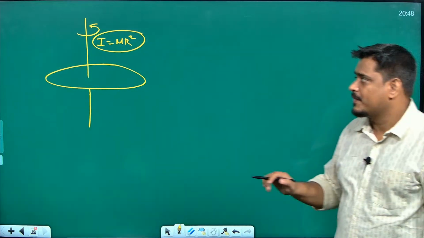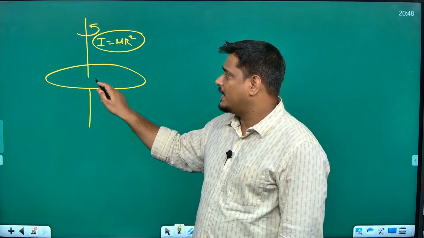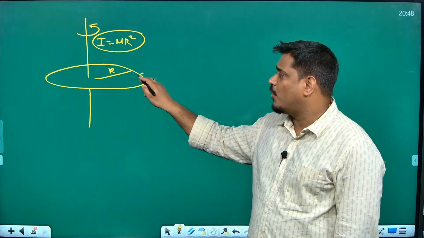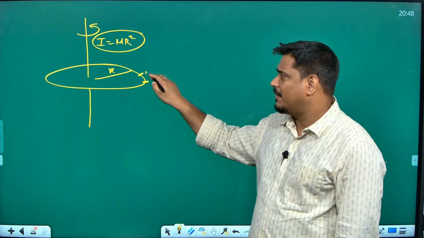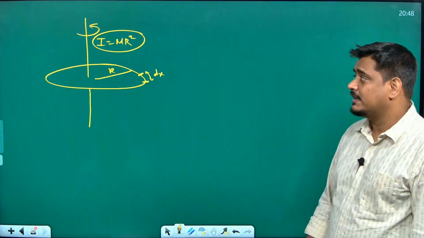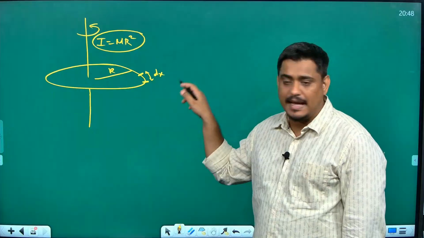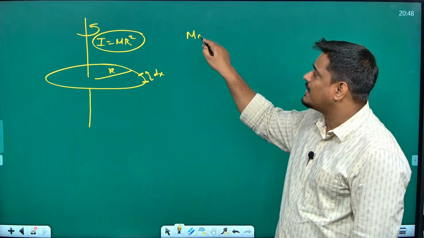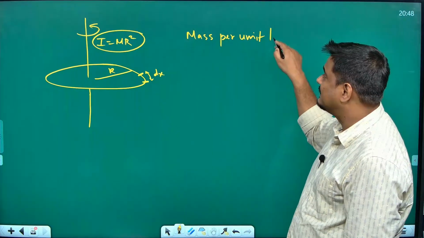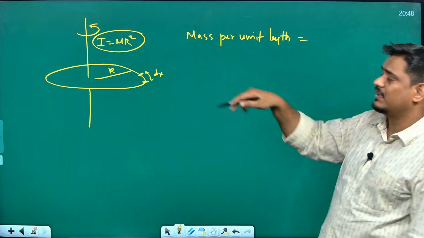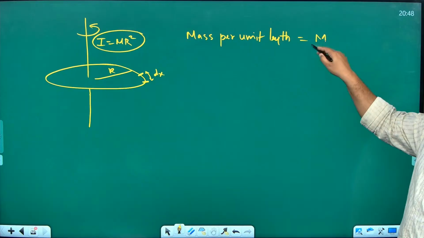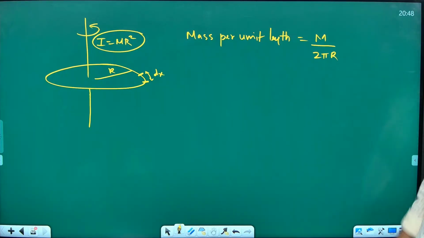So for that, m is the mass of the ring, isn't it? And r is the radius of the ring. What I am going to do is take a small part of this ring and call its length dx. First, if the mass of the ring is m, and I ask you the mass per unit length, how much will the answer be? Length is how much for this circle? 2 pi r. A circle is 2 pi r. So mass per unit length will be m by 2 pi r.